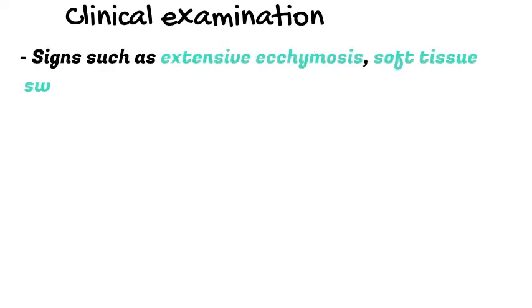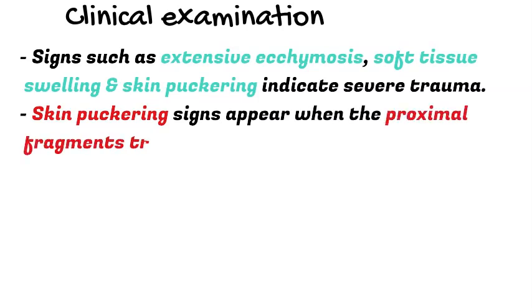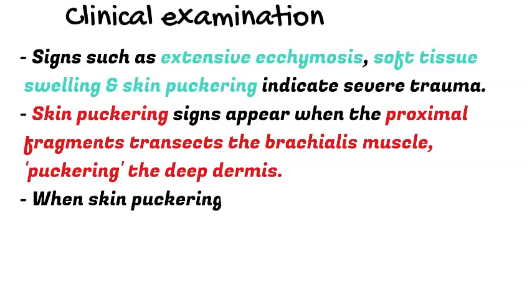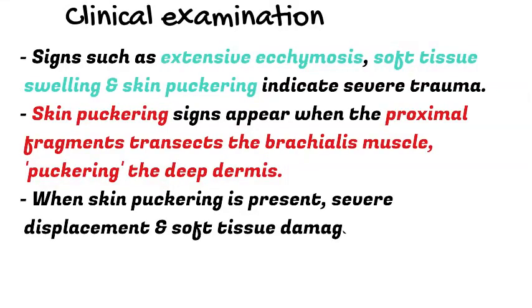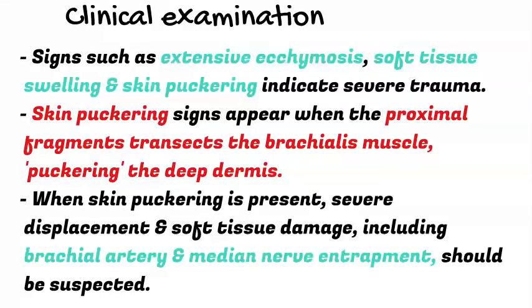Signs such as extensive ecchymosis, soft tissue swelling, and skin puckering indicate severe trauma. Skin puckering appears when the proximal fragment transects the brachialis muscle, puckering the deep dermis. When skin puckering is present, severe displacement and soft tissue damage, including brachial artery injury and median nerve entrapment, should be suspected.